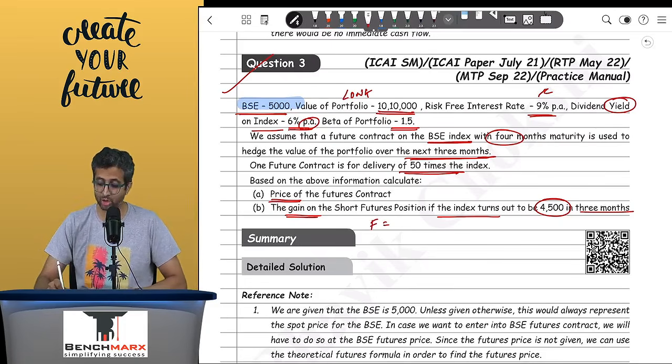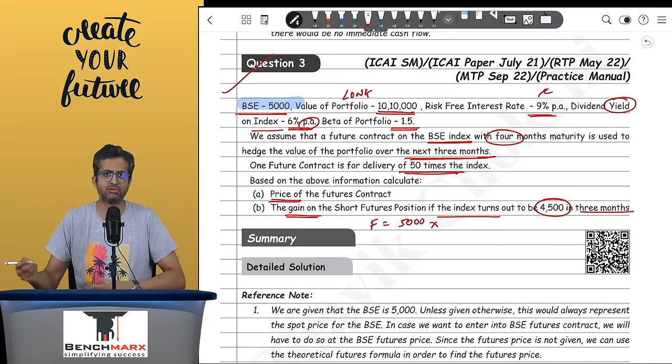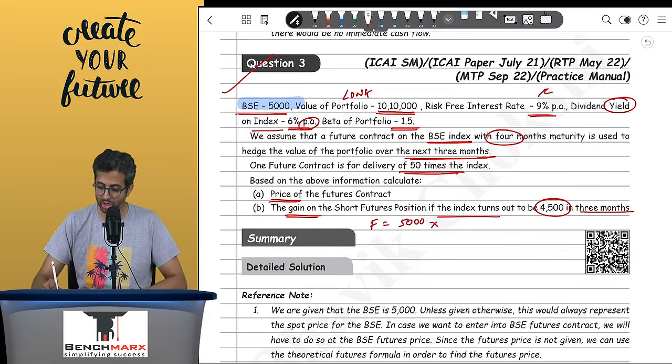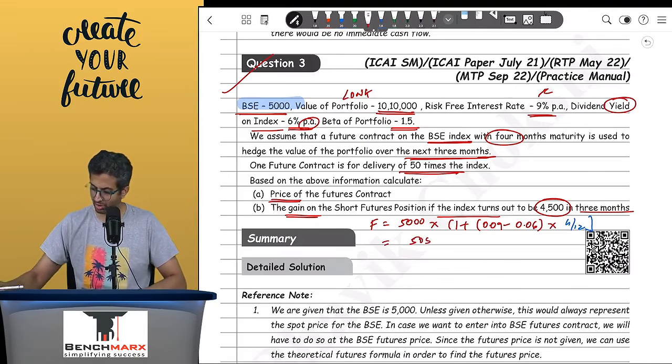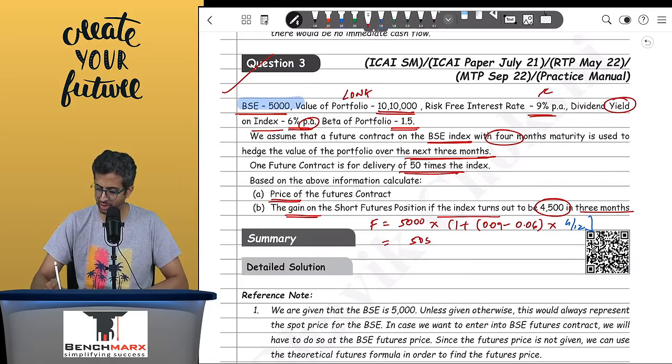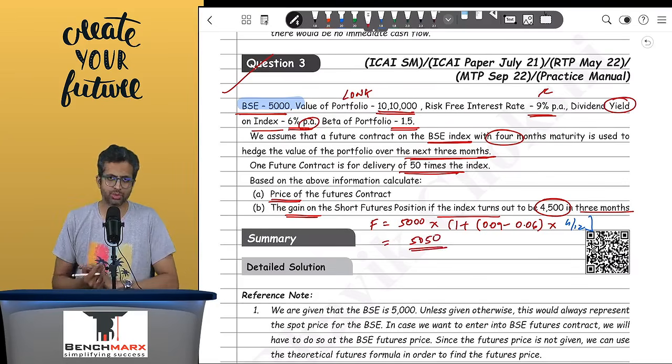So this is F is equal to S. What is the spot price? 5,000 into, over here there's nothing given to show that it is continuously compounded, so this is into 1 plus (R minus D). The rate of interest over here is 0.09 minus D, that is 0.06, into 4 by 12. This is a possible mistake that you can make, and this is going to give you, I think, 5050. This is your futures price.